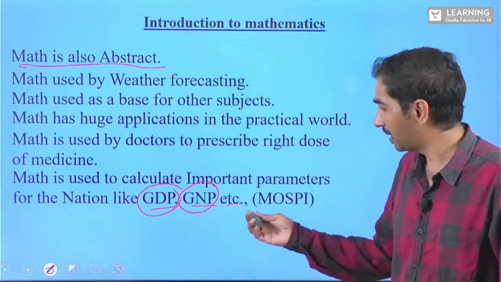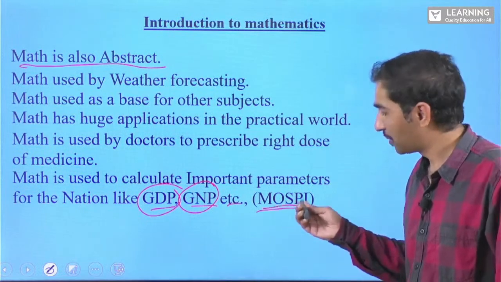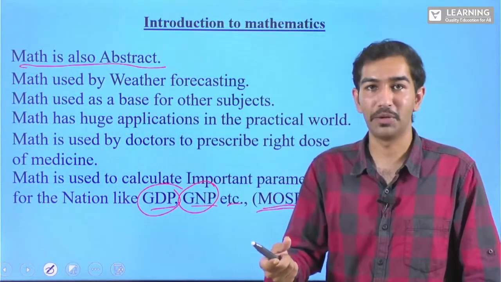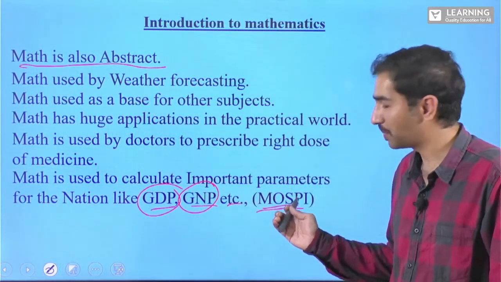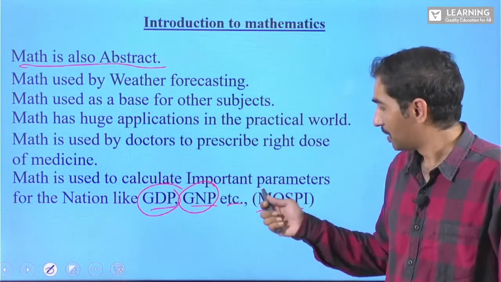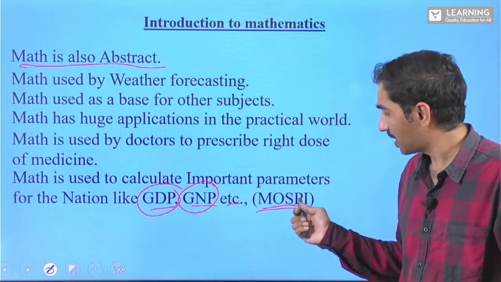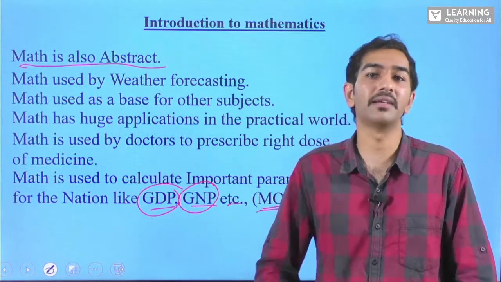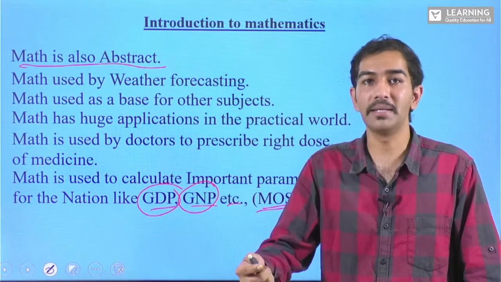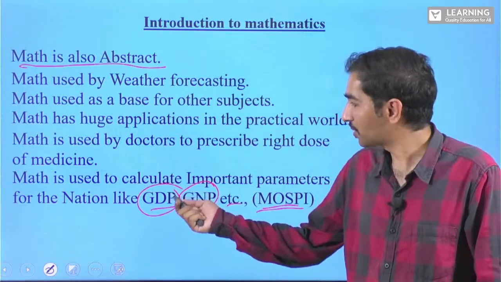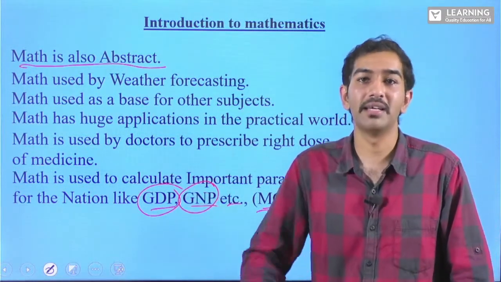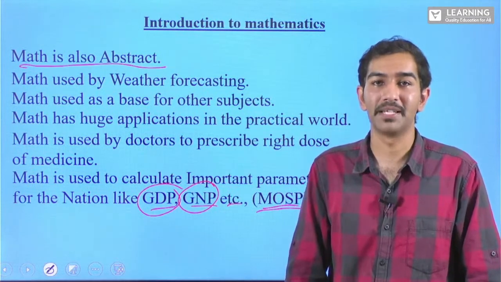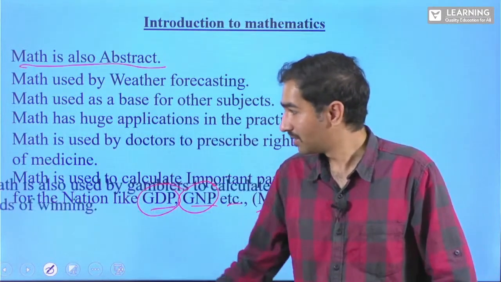These are calculated by the Central Government of India, a branch of that. That is nothing but MOSPI, which is the Ministry of Statistics and Programme Implementation. So this is a branch of the central government which calculates the important parameters for the nation to decide its economic ranking. Alright, we'll see the next one.